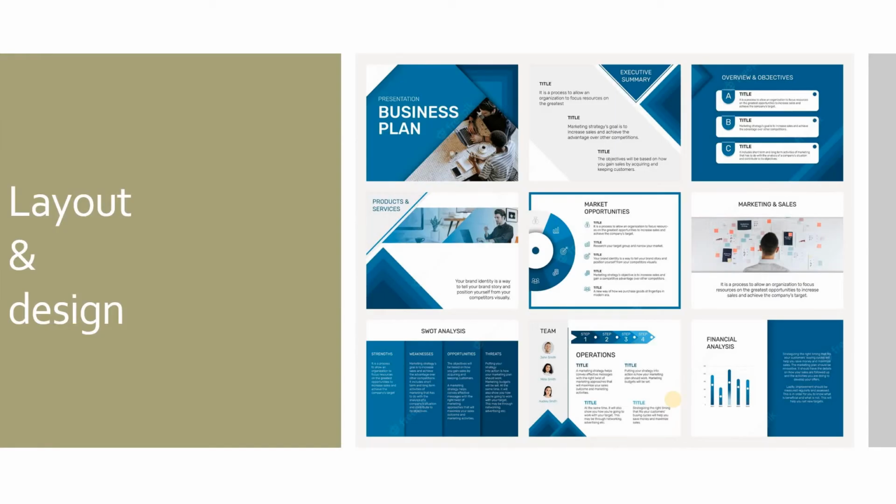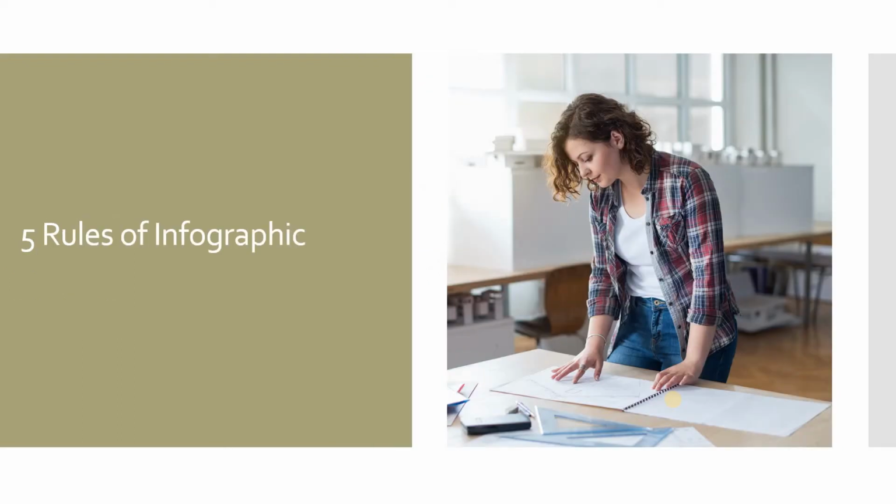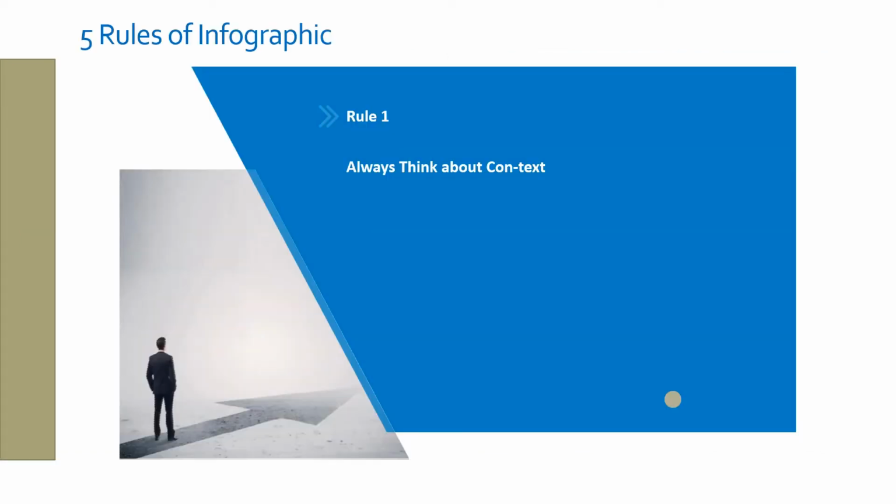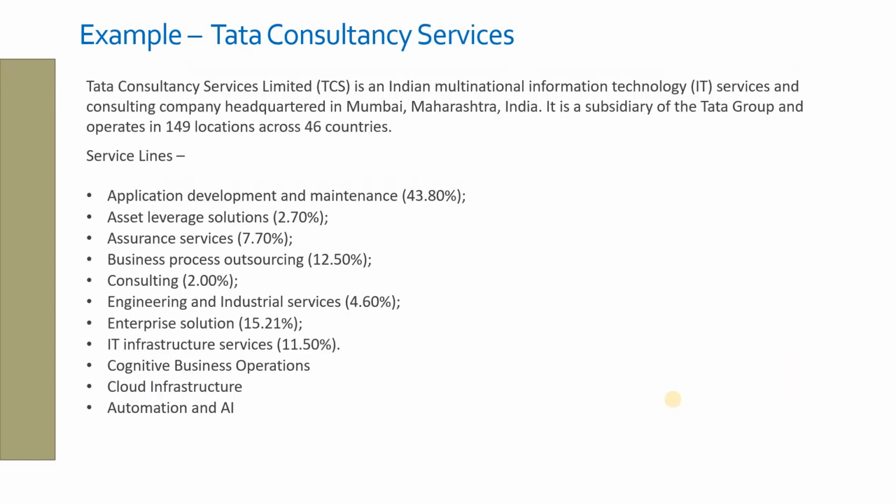Next is layout and design. So, 5 rules for infographics. Every infographic in the presentation, anywhere, we are using the 5 rules everywhere. First of all, the first rule is always think about context. So what is a context? What is the main thing that will be there? Okay, so always think about the context.